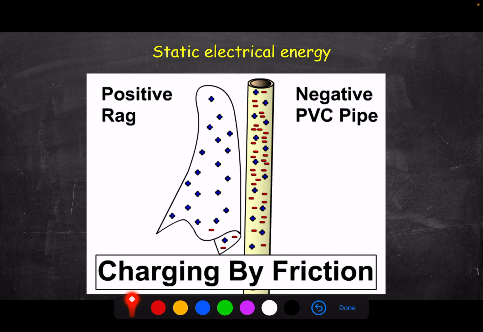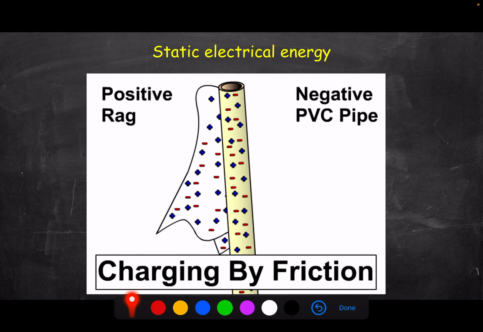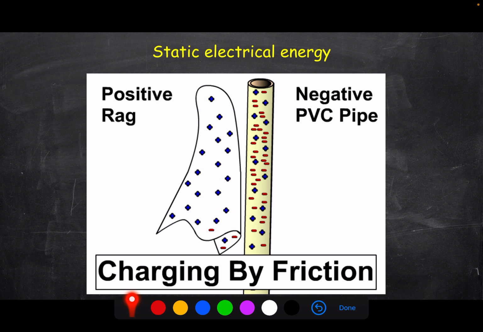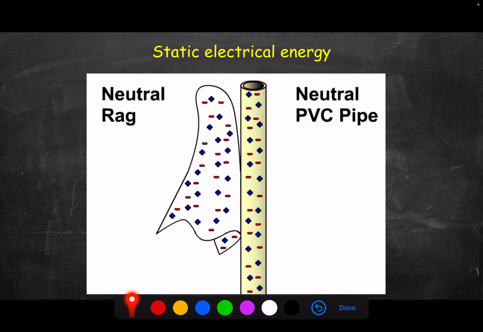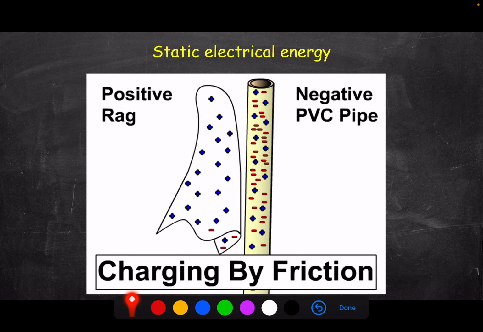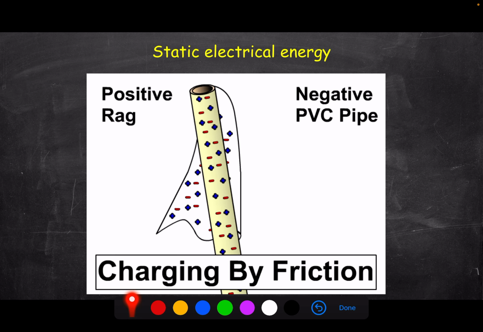So basically, to put it simply, the minuses are the electrons. Now there's more minuses on the pole after it rubbed the cloth, and now the cloth or the rag has less minuses, meaning it is positively charged, and the pipe is negatively charged.